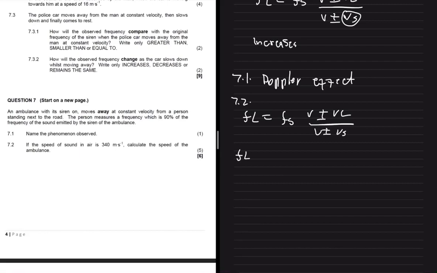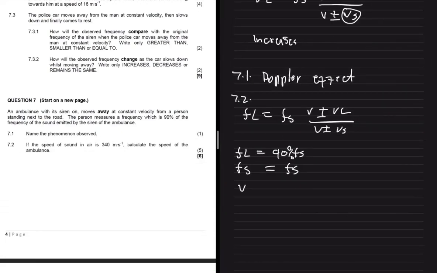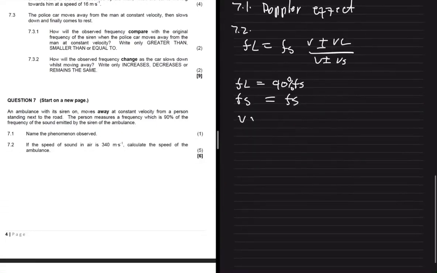FL, that which is observed, equals 90% of FS, not 90 FS. And V is just the speed of sound in air, and then VL is 0, the observer is stationary, and VS is our unknown. So let's go ahead and put that into the equation.